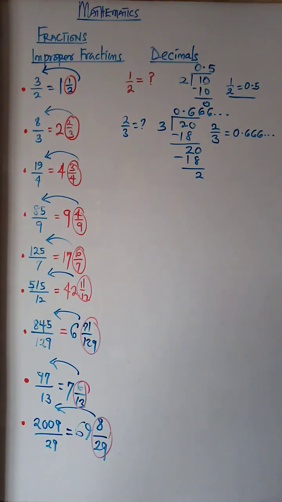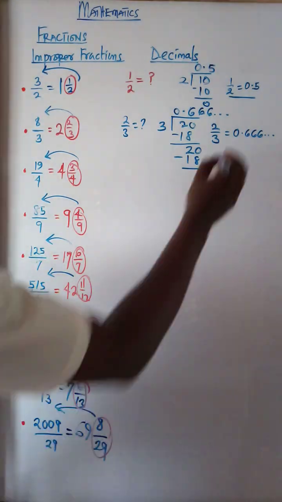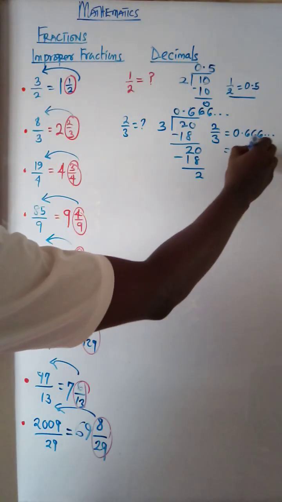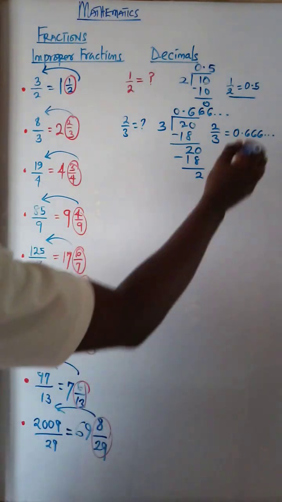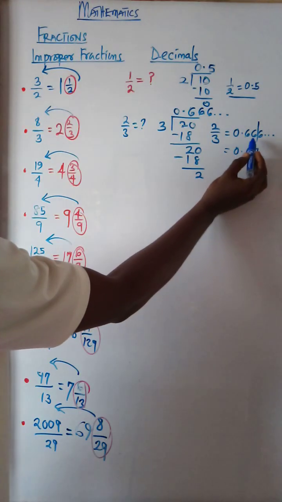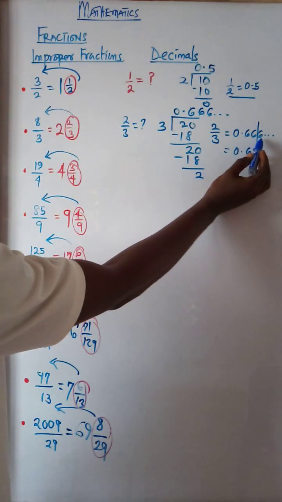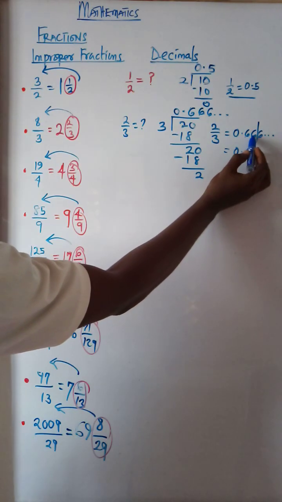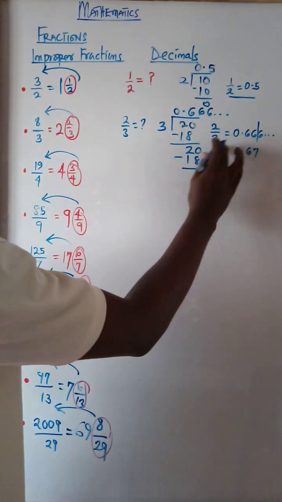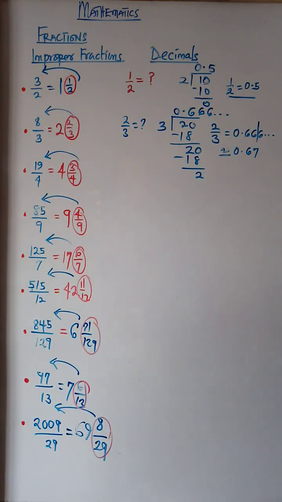Although we can approximate. If you approximate, perhaps to 2 decimal places, the answer will be 0.67. So meaning if you pause at the second decimal place, the next number, if it is 5 and above, we turn it to 1 and add it to the 6. So approximately 2 over 3 is what? 0.67.